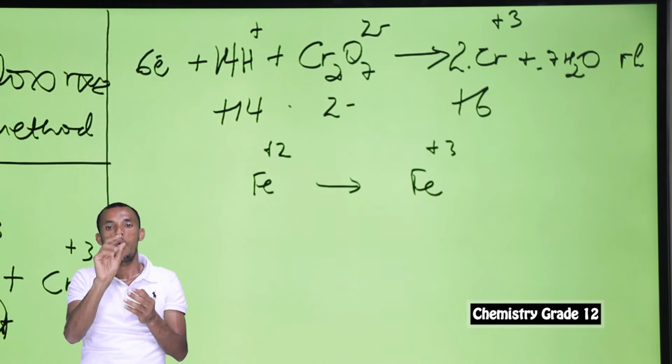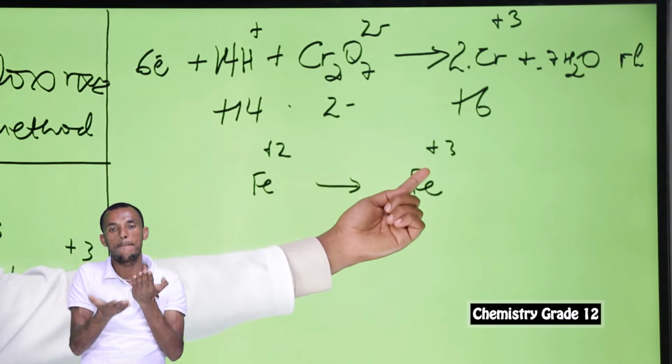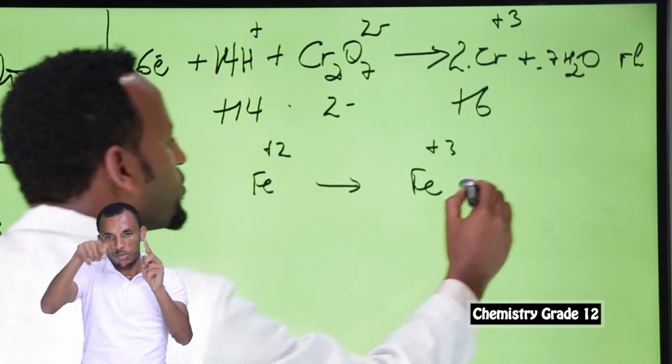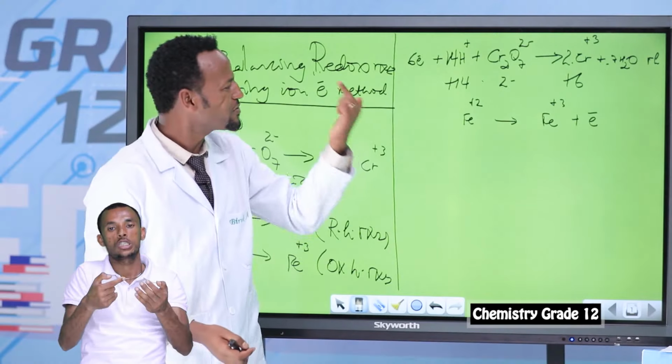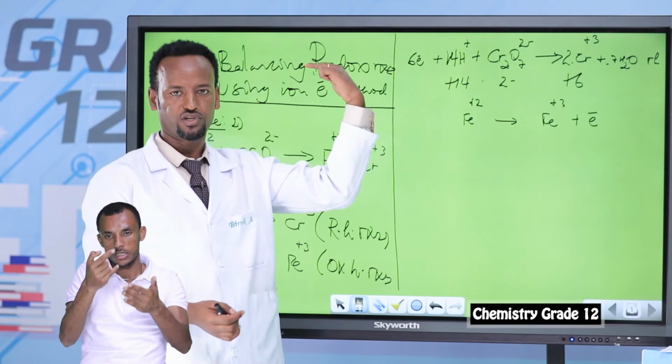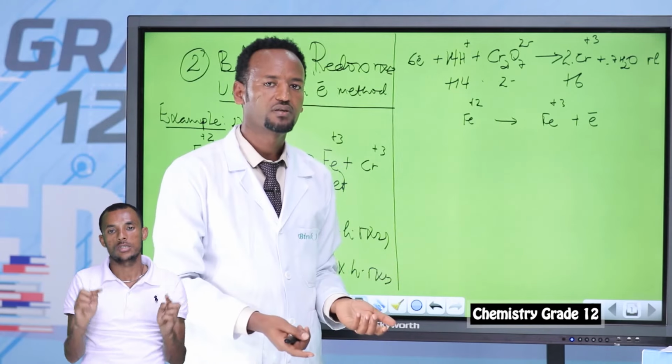There is no hydrogen. There is no H plus. The final step, balance the charge. Plus 2, plus 3. The charge is not equal. By addition of 1 electron, this equation is balanced. By the way, in the case of reduction, the electron is in reactant position. In the case of oxidation, the electron is in product position.